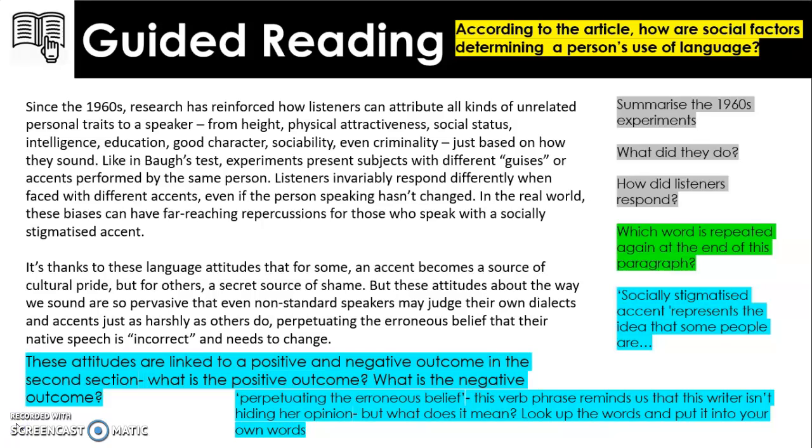Okay, so next section. Since the 1960s, research has reinforced how listeners can attribute all kinds of unrelated personal traits to a speaker. Height, physical attractiveness, social status, intelligence, education, good character, sociability, even criminality, just based on how they sound. Like in Baugh's test, experiments present subjects with different guises or accents performed by the same person. Listeners invariably respond differently when faced with different accents, even if the person speaking hasn't changed.